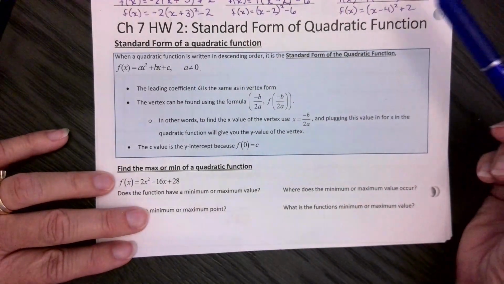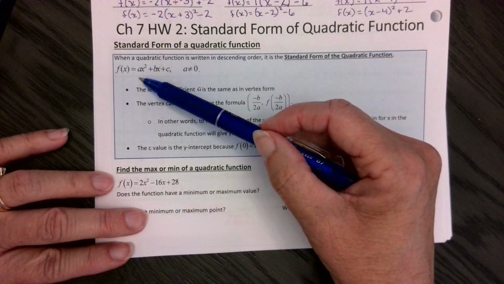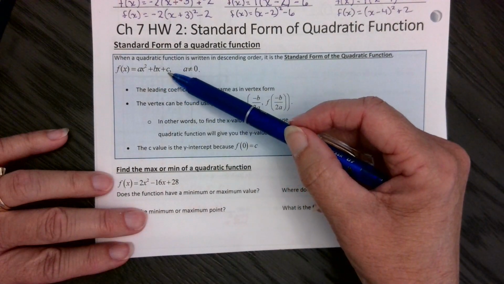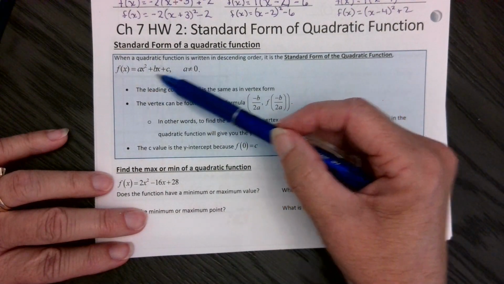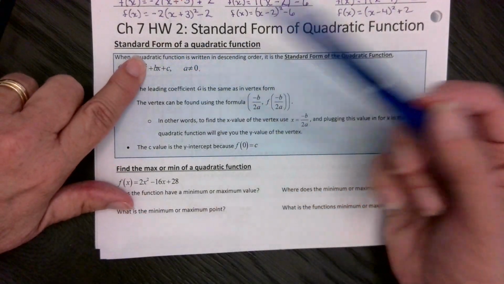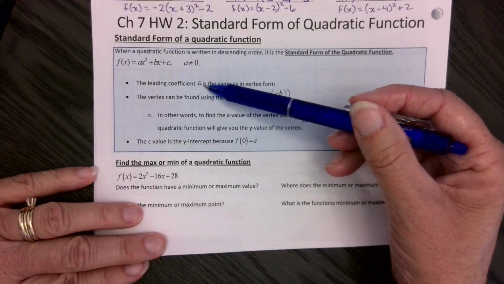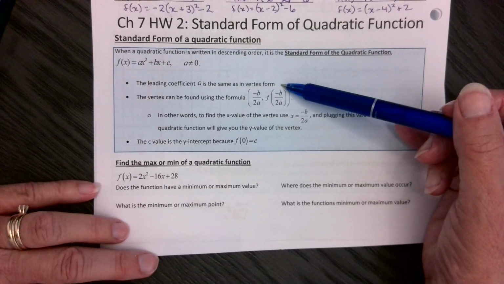All right, 7.2, standard form of quadratic function. Standard form looks like this: ax squared plus bx plus c, where these are all numbers, but a can't be 0 because then it's not a quadratic, because that disappears. So you just have a linear.